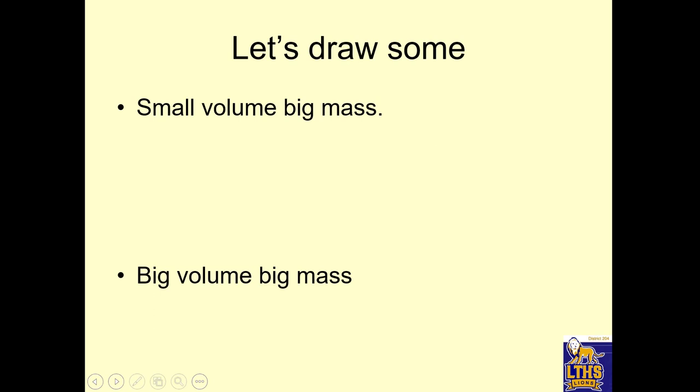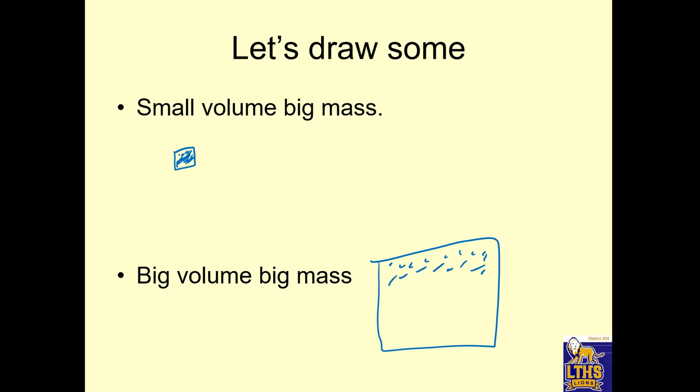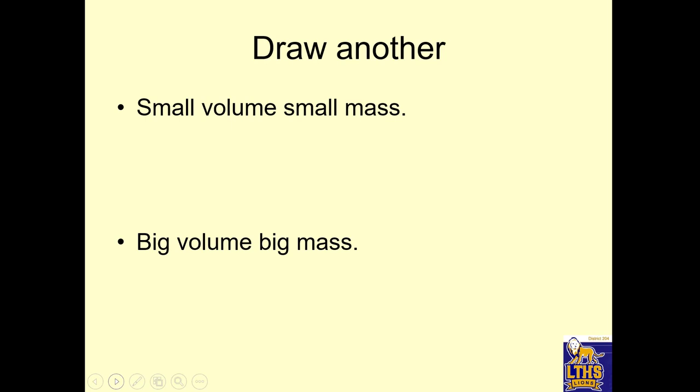So let's draw some. Something with a small volume and a big mass would be, and I'd put a lot of dots in it. Okay, something with a big volume and a big mass would just be bigger with a lot, and those dots would represent mass. Okay, they represent particles. Remember, it's the amount of matter that something takes up. So notice this could be, in theory, the same thing if I made it look as crowded, which is what I'm trying to do. Let's draw another.